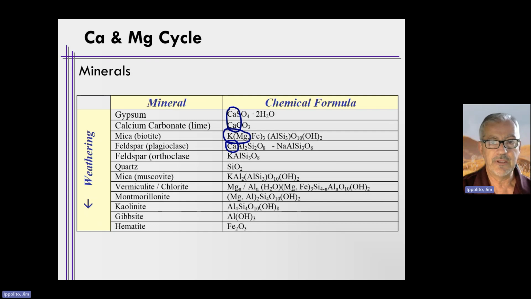And so this is one of the main reasons why over time we need to add calcium and/or magnesium back to our soils. It's simply due to the weathering and the removal of primary and secondary mineral phases that contain both calcium and magnesium in our soils.